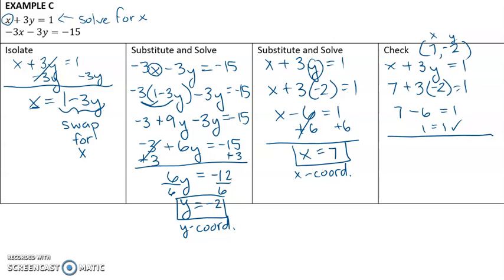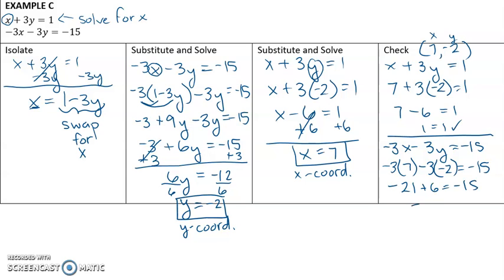Sweet. Okay, we have to check both of them because the solution makes equations true. If it's a solution to a system, it makes both true. Replace x with 7, y with negative 2. So negative 3 times x is 7, minus 3 times y is negative 2. Notice my parentheses for the multiplication. Okay, and then we start simplifying this. So we get negative 21 plus 6 equals negative 15. Negative 15 equals negative 15.